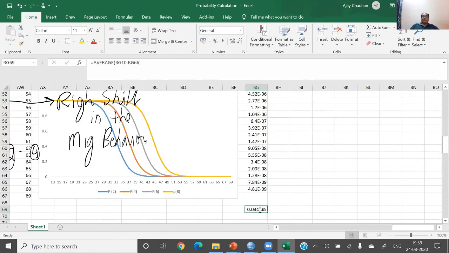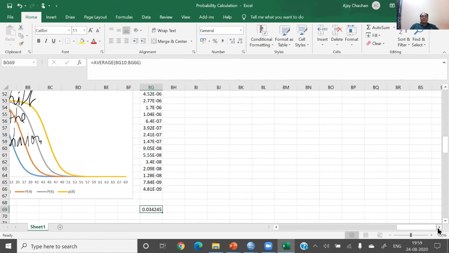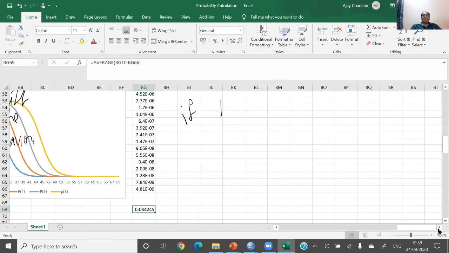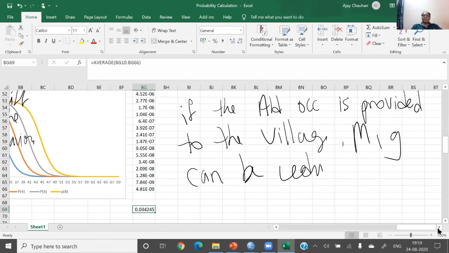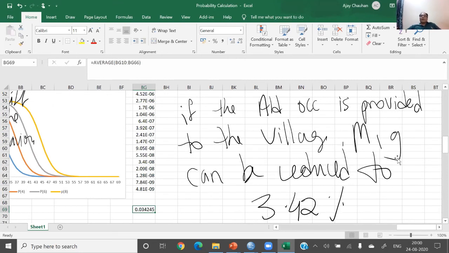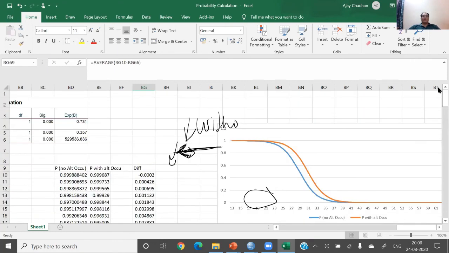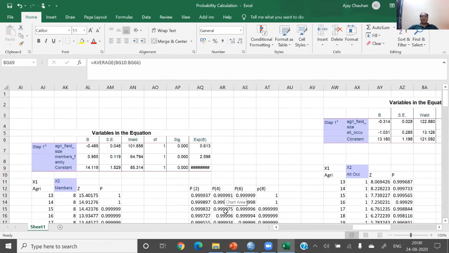So what does it mean? I write here, if the alternative occupation is provided to the villagers, migration can be reduced by 3.42%. Right. So this is the meaning of this, by taking the difference and the average. Similarly, you can do it here also. If the members of the family decrease by 2 or 1, how much migration can be reduced? You can calculate from here.